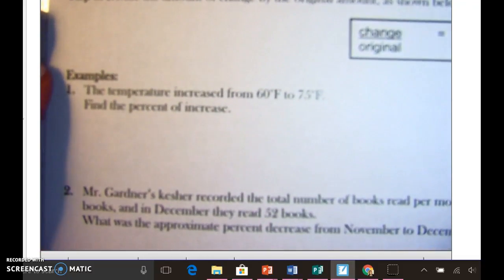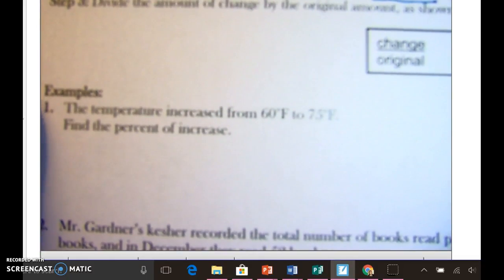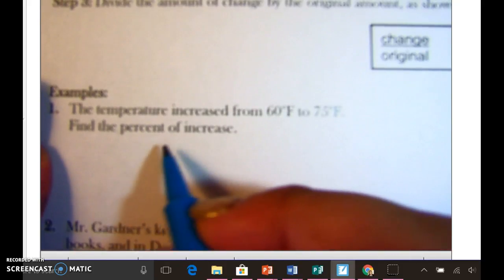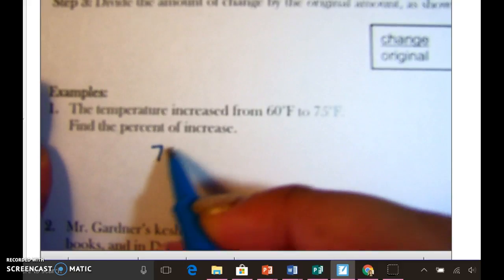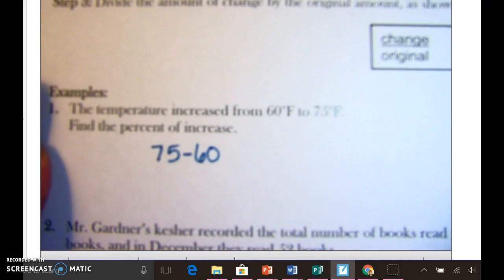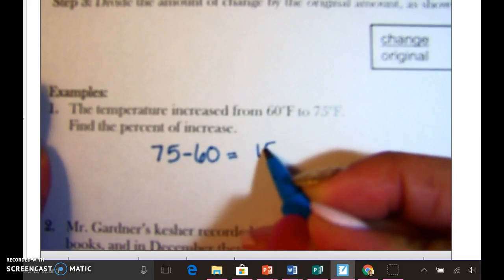Let's try one together. The temperature increased from 60 degrees to 75 degrees. Oh, I wish it was 75 degrees. Okay, find the percent of increase. So the first thing we need to do is subtract the smaller amount from the greater amount. So I'm going to do 75 minus 60. 75 minus 60 is 15.